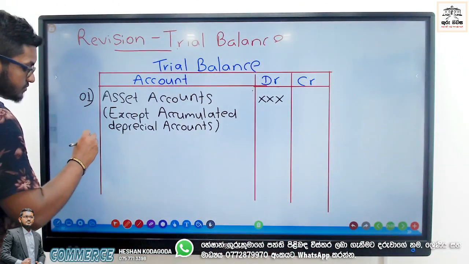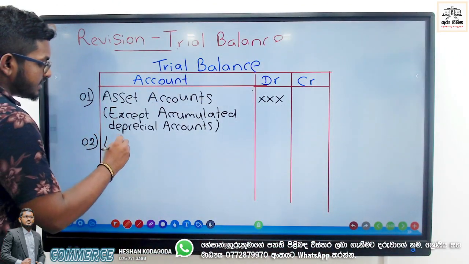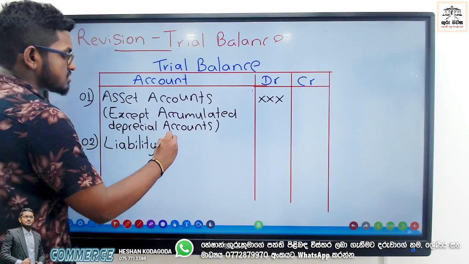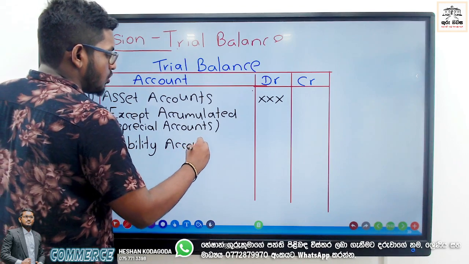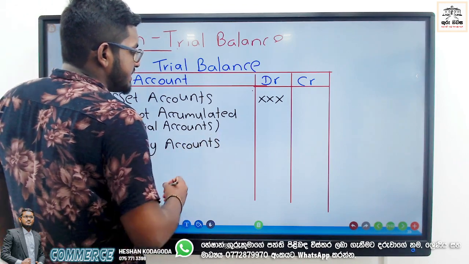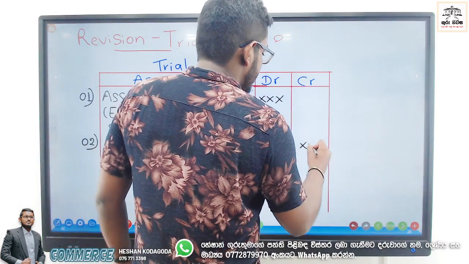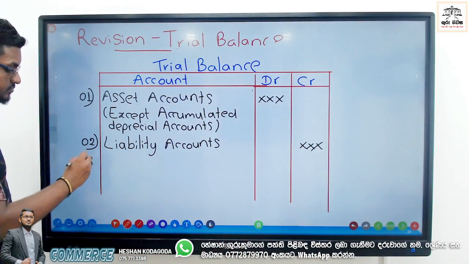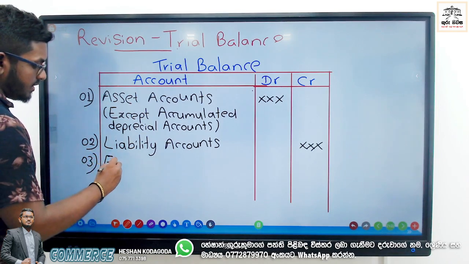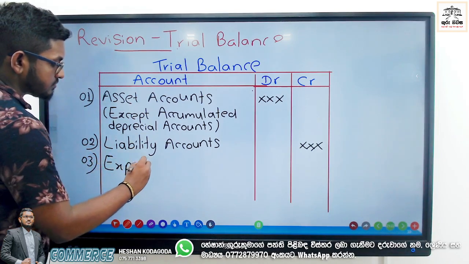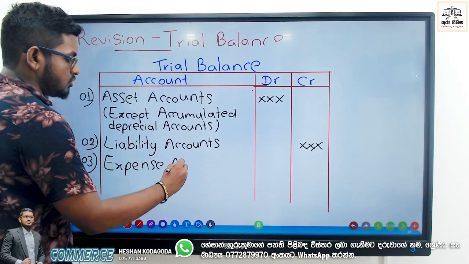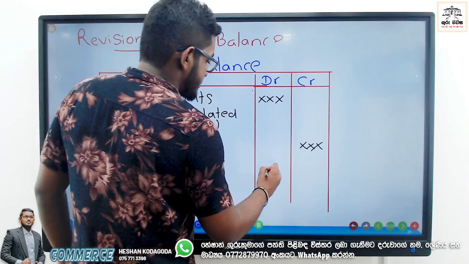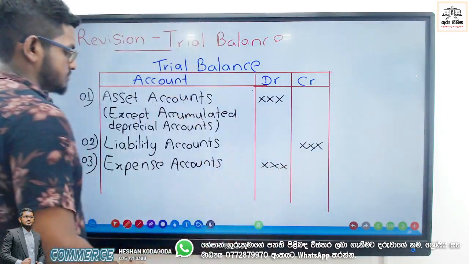Second, liability accounts. All the liability ledger accounts normally have balance brought forward on the increase side, so liabilities have balance brought forward on the credit side. Number 3, expense account. Expense account balance brought forward is on the increase side, which means debits. Okay.